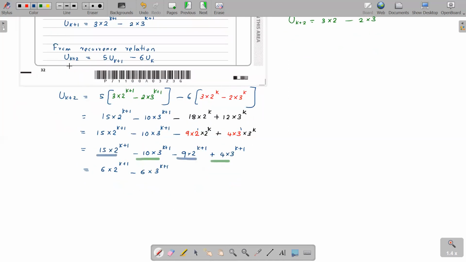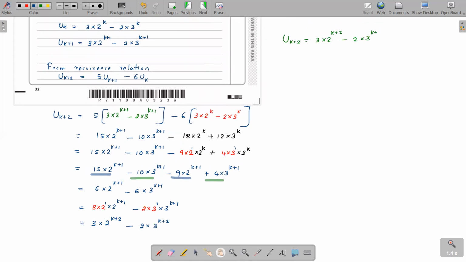So let's break it. The 3 we can break it as 3 times 2, right? Times 2 to the power k plus 1. Minus the 6 we can break it as 2 times 3. Do you see how this works? So 3 times 2 to the power 1 and 2 to the power k plus 1, when you add, you get 2 to the power k plus 2. Here 2 times 3 to the power 1 and 3 to the power k plus 1 adds to give 3 to the power k plus 2, which is exactly what we wanted. So we got the same answer for the k plus 2 term as we would get from the general statement. We got it from the recurrence relation.